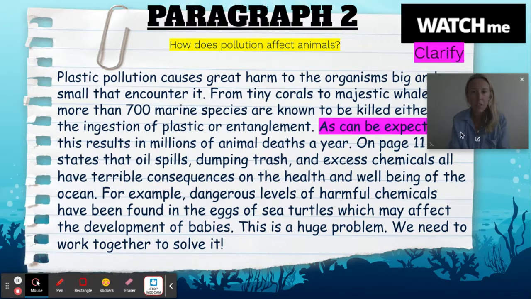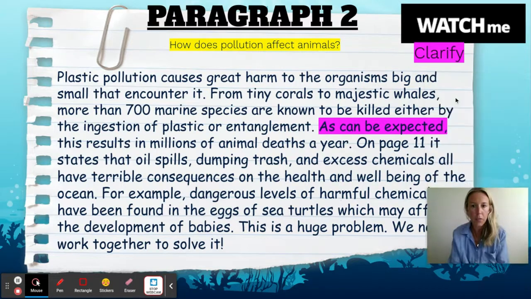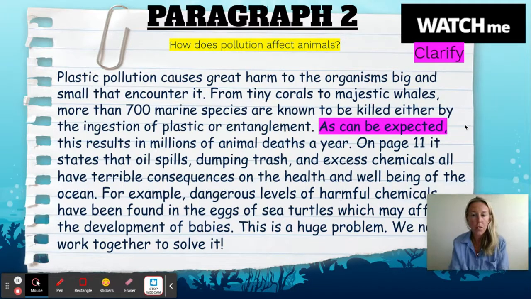Plastic pollution causes great harm to the organisms, big and small, that encounter it. From tiny corals to majestic whales, more than 700 marine species are known to be killed either by the ingestion of plastic or entanglement. As can be expected, this results in millions of animal deaths a year. Boys and girls, you can see how I've added the phrase, as can be expected, to clarify, to better say clearly what I want to say.